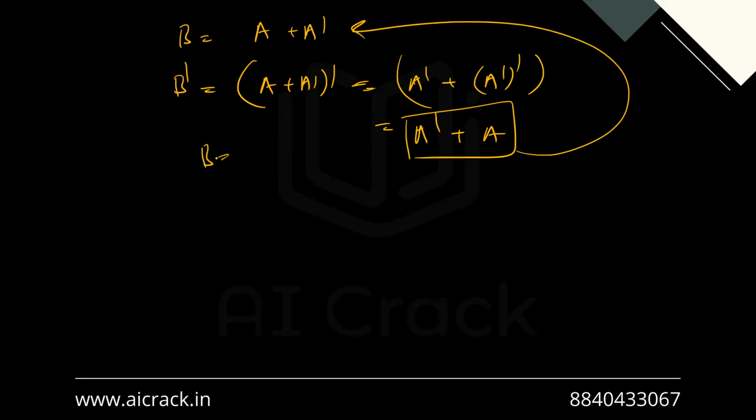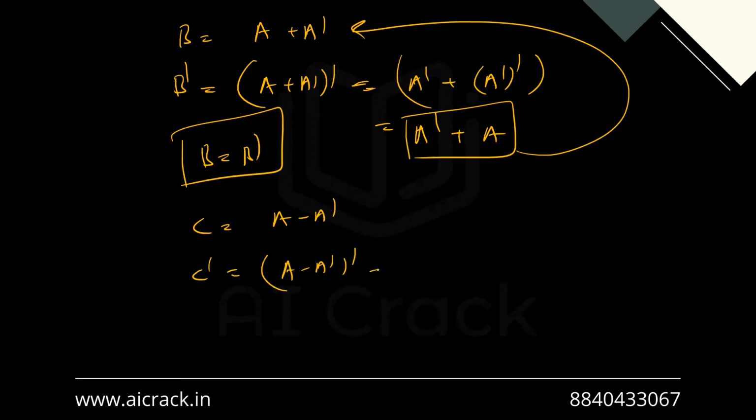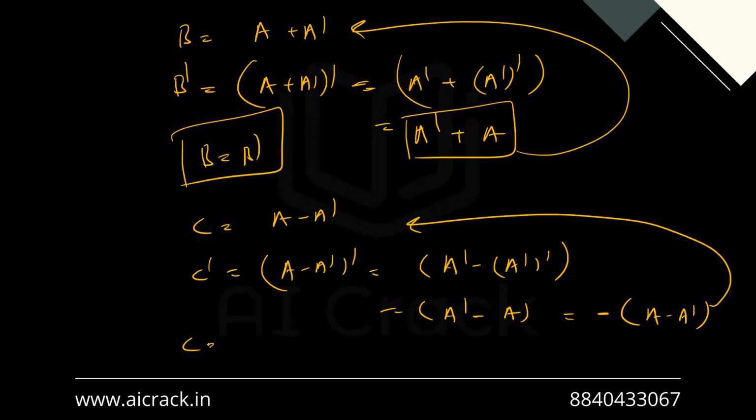So B equals B transpose, right? And similarly, let's say C equals A minus A transpose. If I find out C transpose, I'll be getting A minus A transpose, whole transpose. That would become A transpose minus A transpose transpose, right? So this would become A transpose minus A. So this is minus times A minus A transpose. So basically C transpose equals minus C. Okay. So this becomes the skew symmetric, and this becomes the symmetric, right?